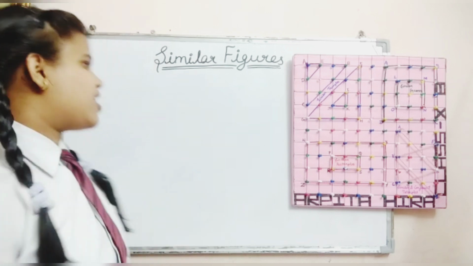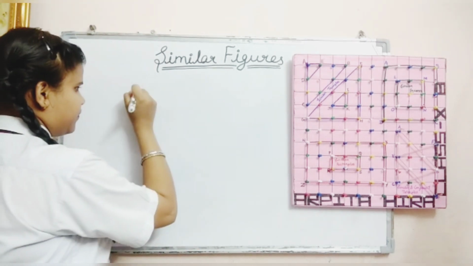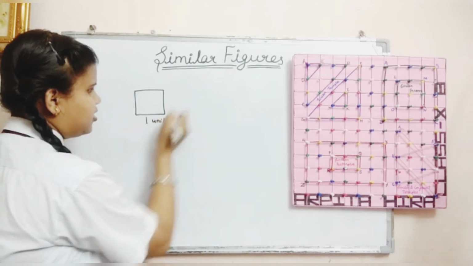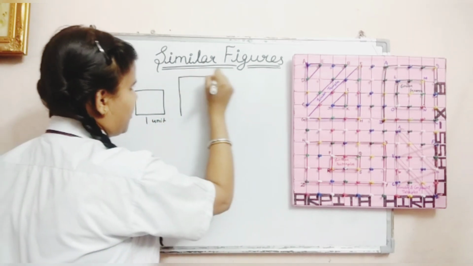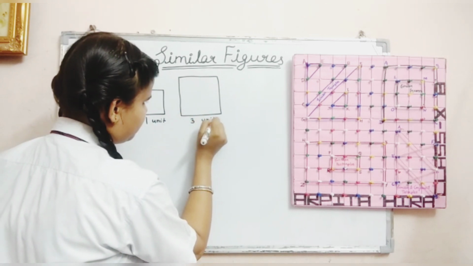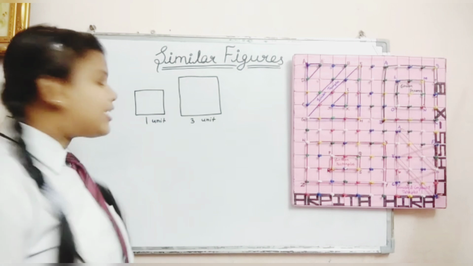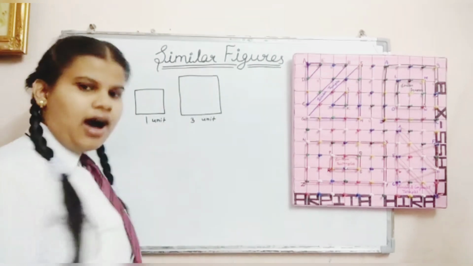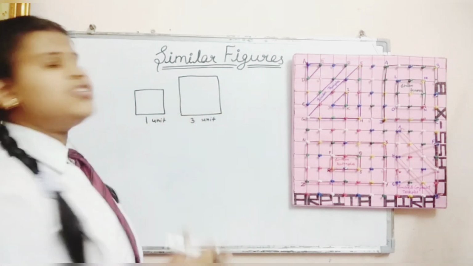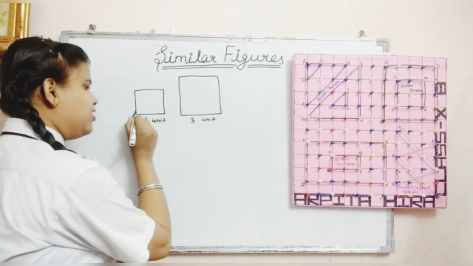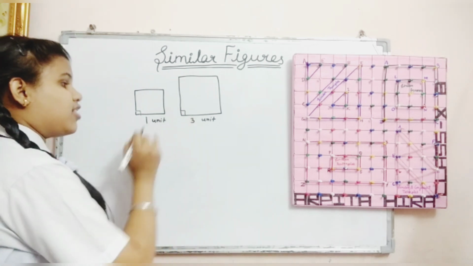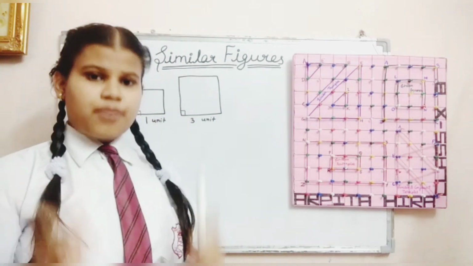For example, let us take here a square. Let this be a square of 1 unit side and let this be a square of side 3 unit. Now here you can clearly see that both of them are squares and the conditions required for figures to be similar are their angles should be equal, corresponding angles should be equal and their corresponding sides must be proportional.